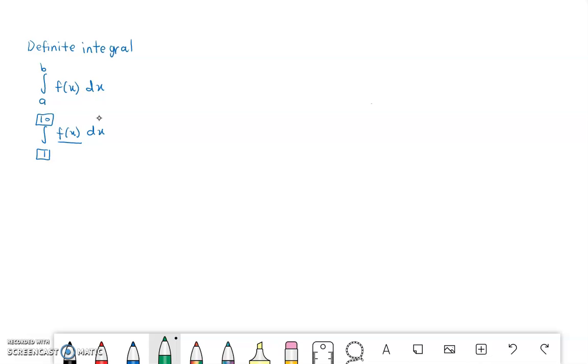Now, what if this concept is extended to cases where, first, one of the limits or both of the limits are infinite? Let's say it's from a to infinity of f(x) dx, or from negative infinity to b of f(x) dx, and another one if both of the limits are infinite, so it's from negative infinity to infinity of f(x) dx.